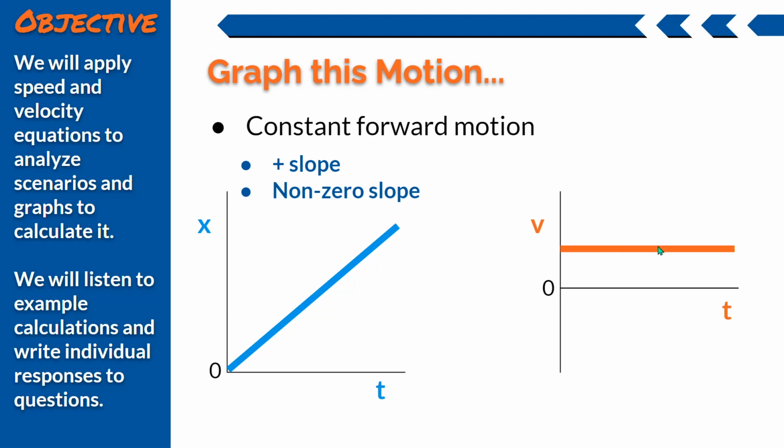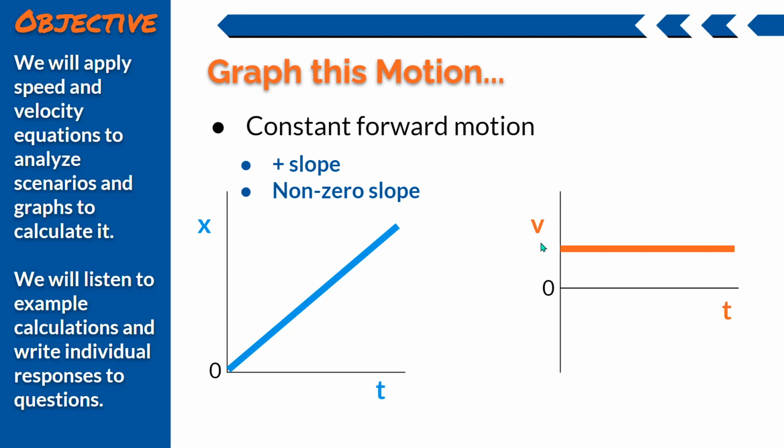So somewhere up here. It doesn't have to be right here. It could be higher. It could be closer to this 0, but it needs to be above the 0 for it to be a positive number. And it needs to be a horizontal line for it to be a constant velocity. So pretend there are numbers here. Maybe this is a constant velocity of positive 2. So it's positive 2 meters per second the whole time. That's how that would look on a VT graph.